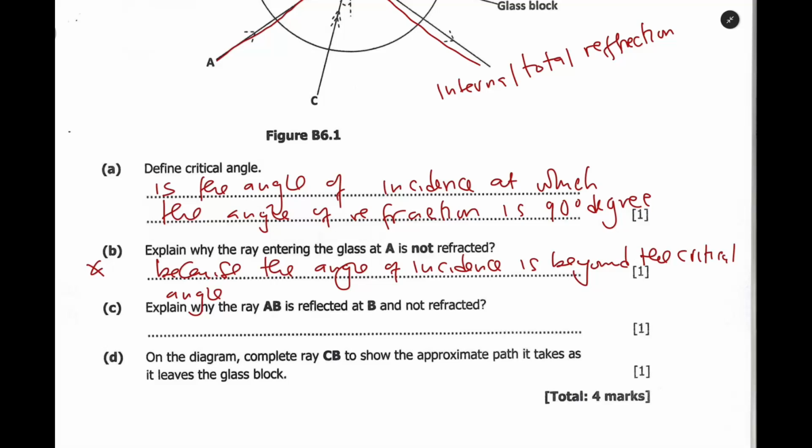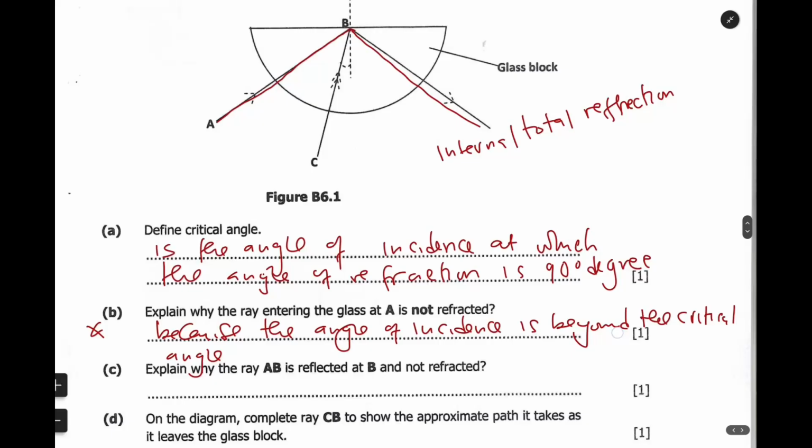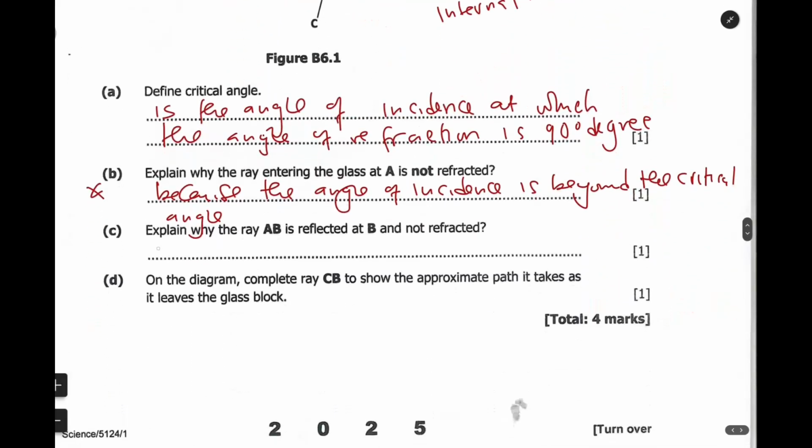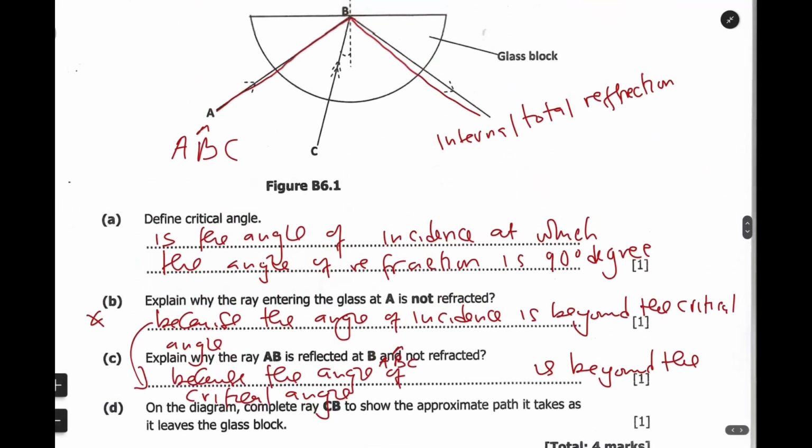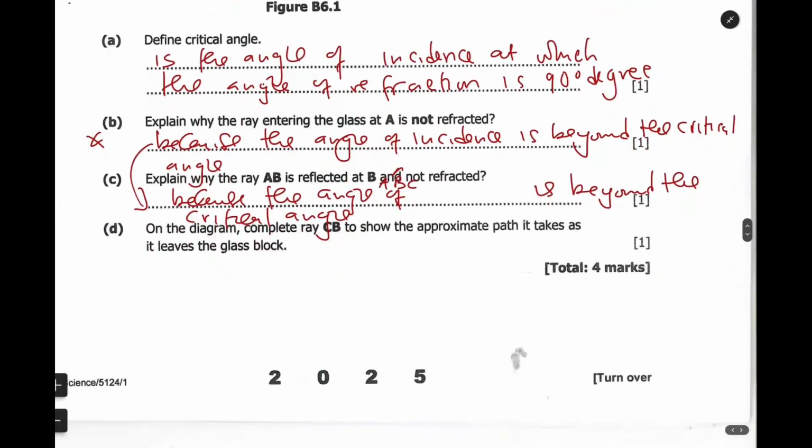Explain why the ray AB is reflected at B and not refracted. AB is reflected and not refracted. This same answer applies here. Because the angle of incidence is beyond the critical angle. When it is beyond, total internal reflection occurs.